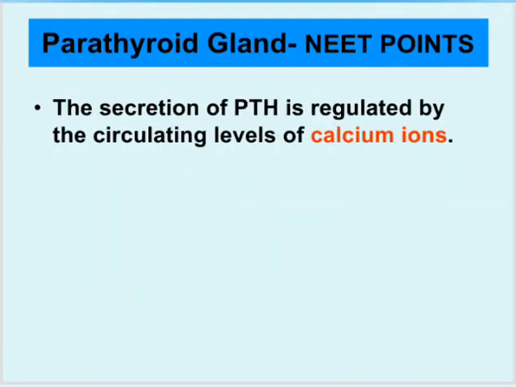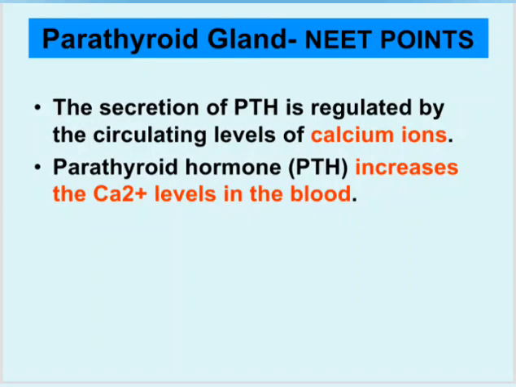The secretion of PTH is regulated by the circulating level of calcium ions. That means the amount of PTH secreted by the parathyroid gland depends on the calcium level in the blood. If the calcium level in the blood is more, the PTH secretion is less, and vice versa. The parathyroid hormone increases the calcium level in the blood.